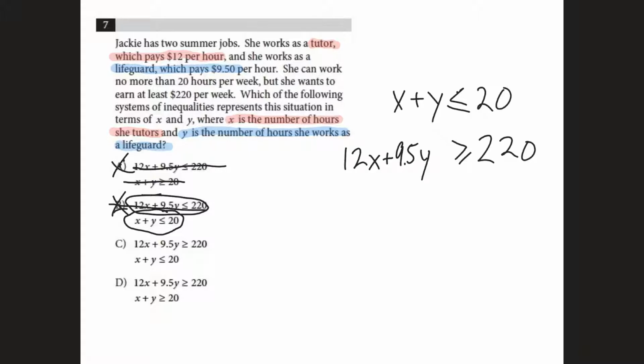Next, it says that she wants to work less than 20 hours and earn more than $220. That sure looks like our solution here. And then finally, D says that she wants to work greater than 20 hours, which is not the case. So C is our solution.